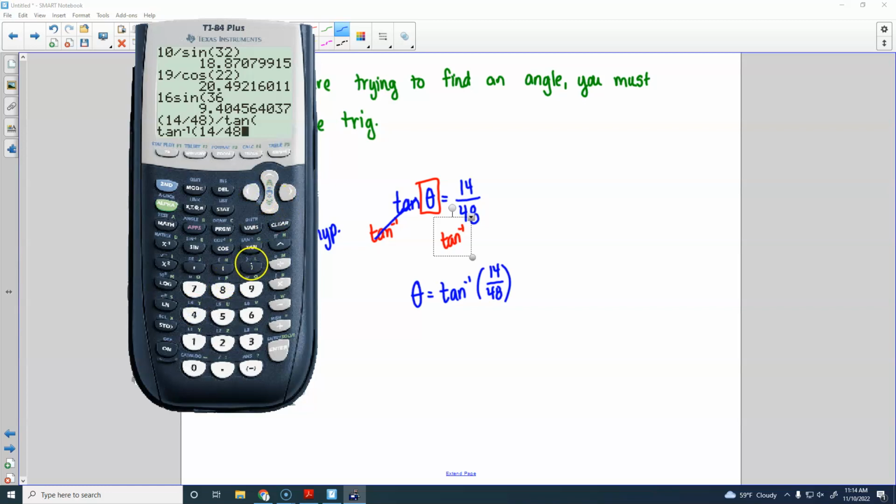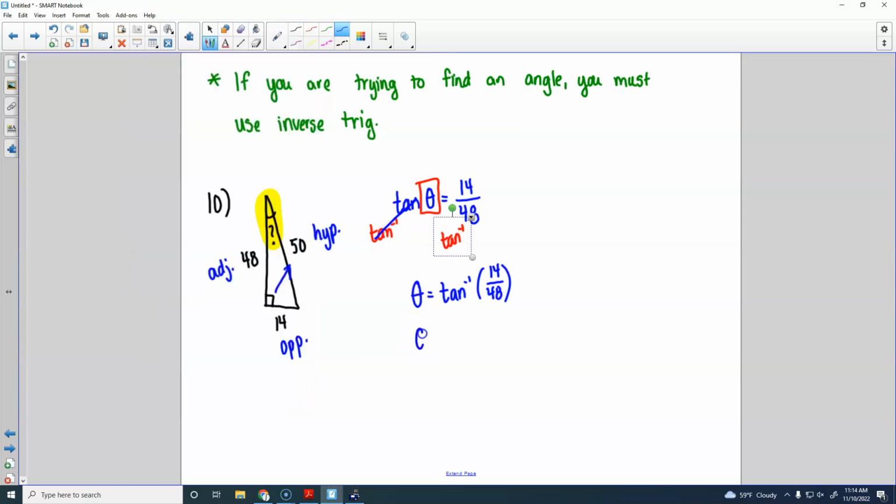You're going to hit the blue button and the tangent button. And we get 16.260. So our angle is 16.260 degrees. They're actually going to have 16. They round to the nearest degree. I really don't like that. I don't like rounding to the nearest degree. All right, and that looks reasonable because it's a pretty skinny angle. Don't assume that it's drawn to scale, but it's usually drawn to scale.